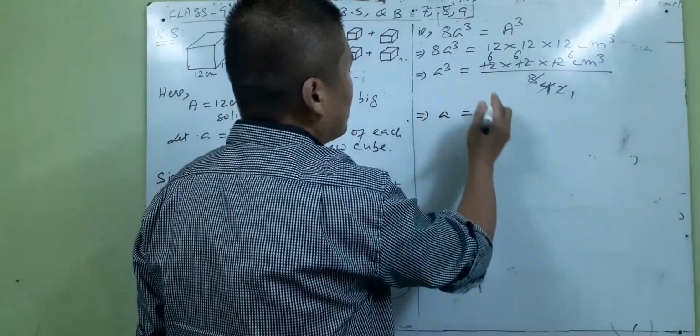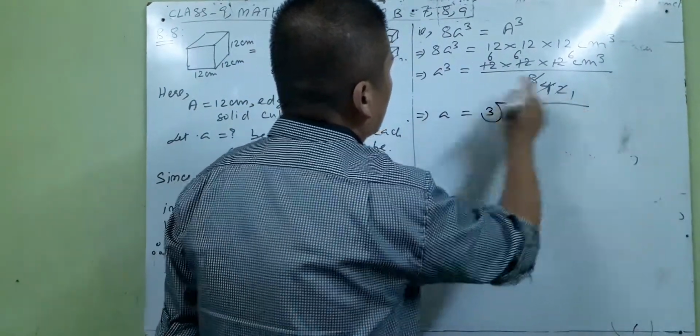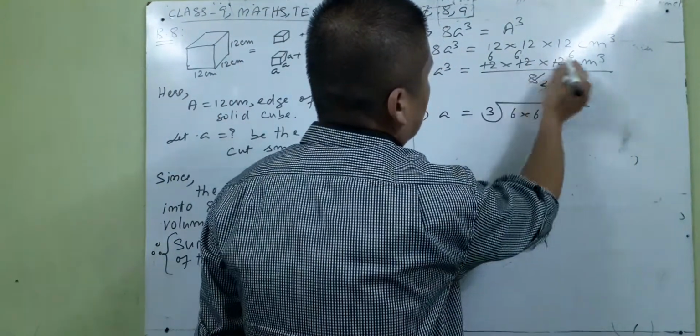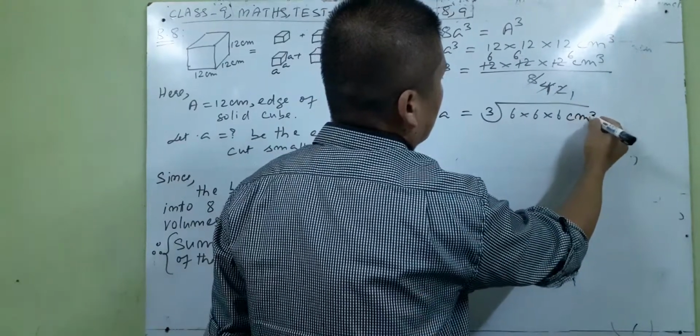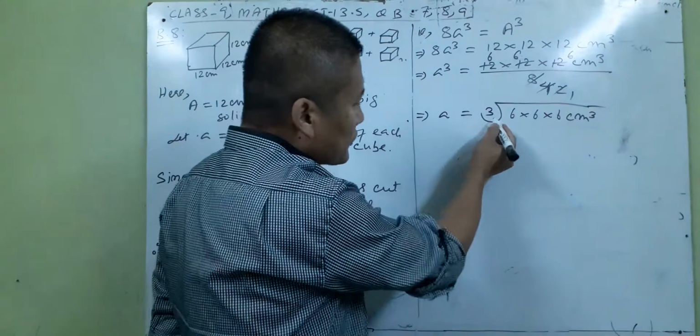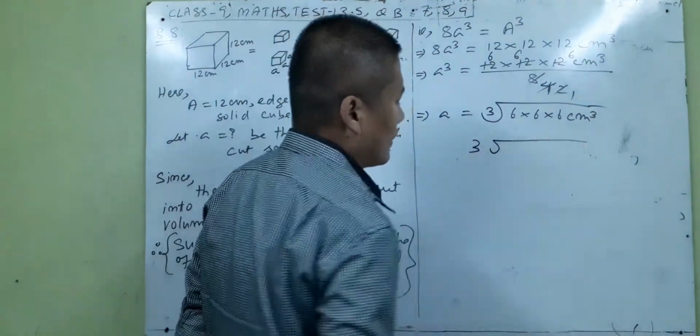So a cube and cube root cancel, means cube removed, means cube root will come on the right side into 6 into 6 into 6 here. Triplets are there, centimeter cube. Make sure the root sign covers everything. Now while you do this, you have to be careful to avoid this mistake.